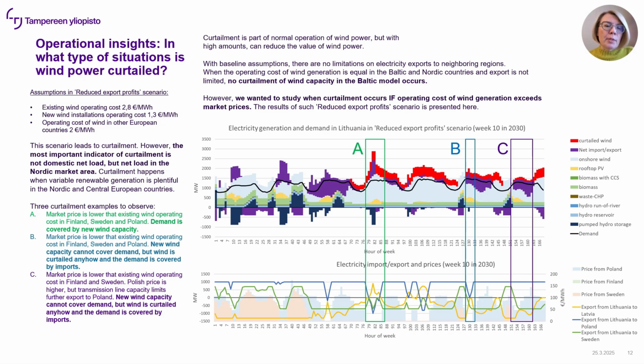And example C. Market price is lower than existing wind operating costs in Finland and Sweden. Polish price is higher, but transmission line capacity limits the export to Poland. New wind capacity cannot cover demand, but wind is curtailed anyhow and the demand is covered by imports.